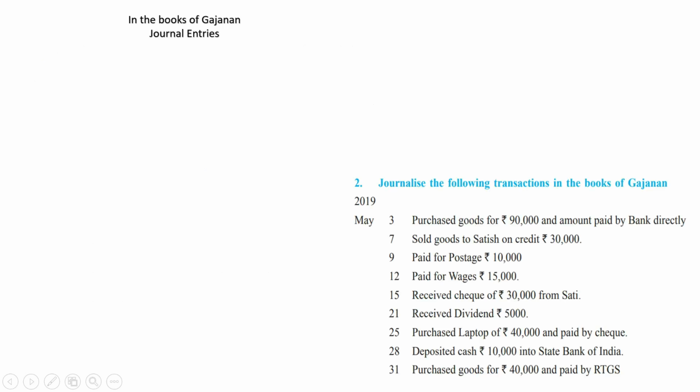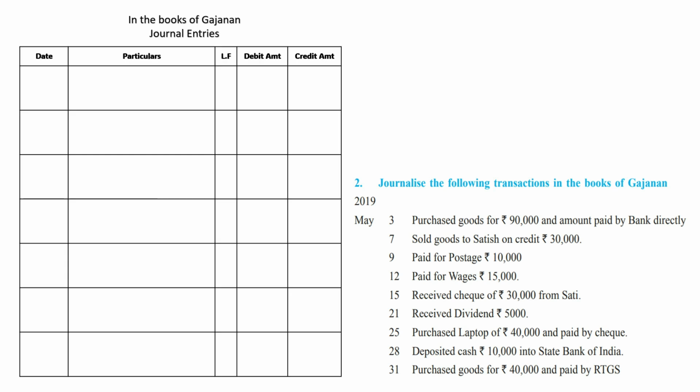Here again, first we will prepare one format. Very on top you have to write in the books of Gajanan, then journal entries, and in this way you have to prepare your format: date, particulars, LF, debit amount, credit amount. As we discussed just now, the very first transaction is on 3rd May 2019. Purchase goods, so purchase you write on the debit side, and bank you write on the credit side.